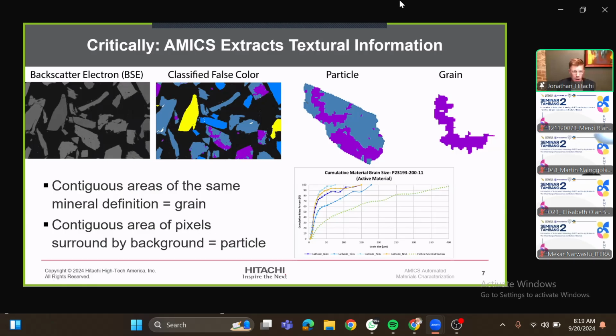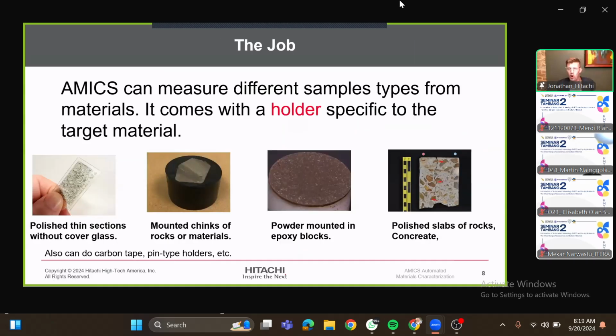So what can you put into AMICS? And it's a really wide range of materials, right? So you can do polished thin sections, which are small amounts of glass with a bit of specimen that's been sliced very thin and placed on that glass. Mounted chunks of rocks or minerals, which can be put into an epoxy mount. In this case, you can see they're circular. Powder that's been mounted in epoxy blocks.